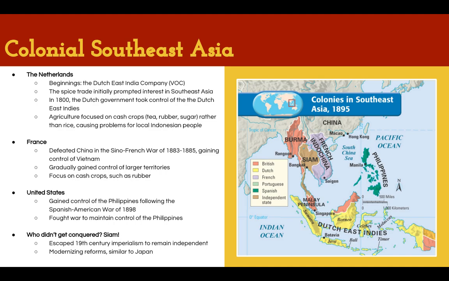Now, Burma was conquered by the British in this region, as you also see. But what area didn't get conquered? Mainly just Siam. They escaped 19th century imperialism because they had a very strong government, and they also undertook modernizing reforms similar to what we saw with Japan in the mid-1800s.